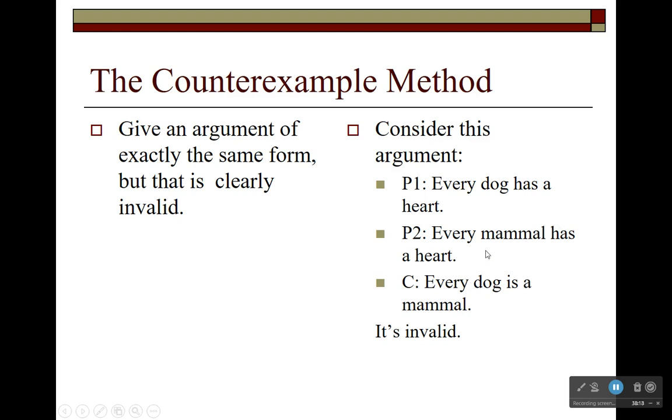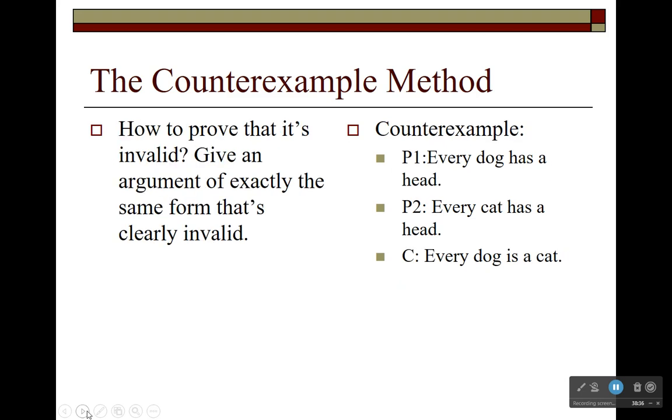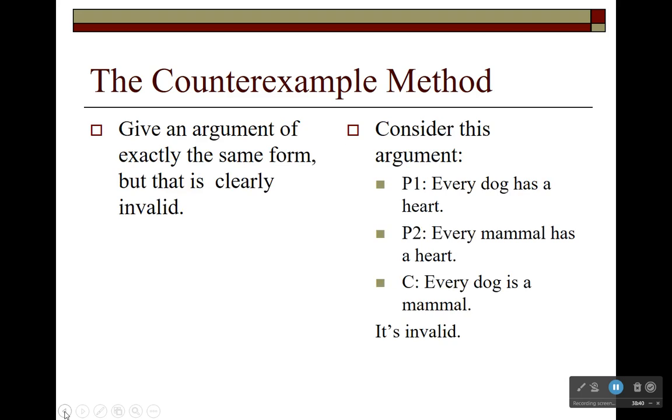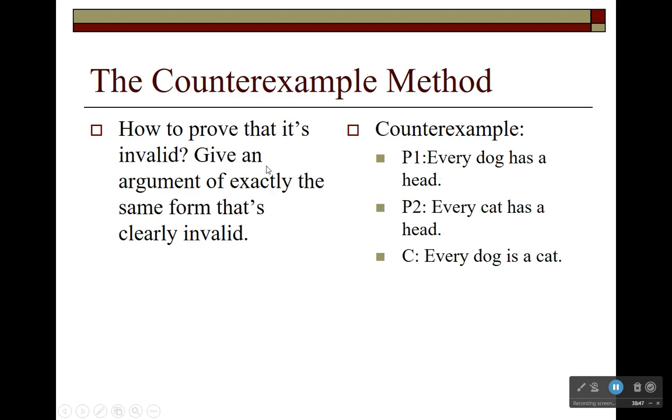Now again, that may be hard to see because in this case the premises are true and the conclusion is true. But again, to my point a moment ago, the conclusion just happens to be true for reasons that are independent of the truth of the premises. So what would be a counterexample to this argument? Here again, how do you prove that that's an invalid argument? I want to suggest that you can prove that this argument is invalid simply by constructing a counterexample. Give an argument of exactly the same form that's clearly invalid.